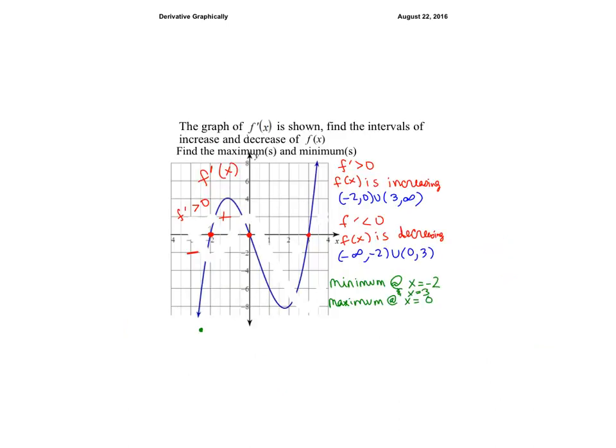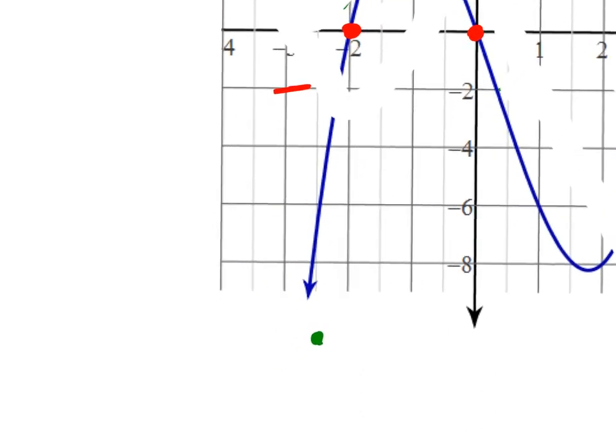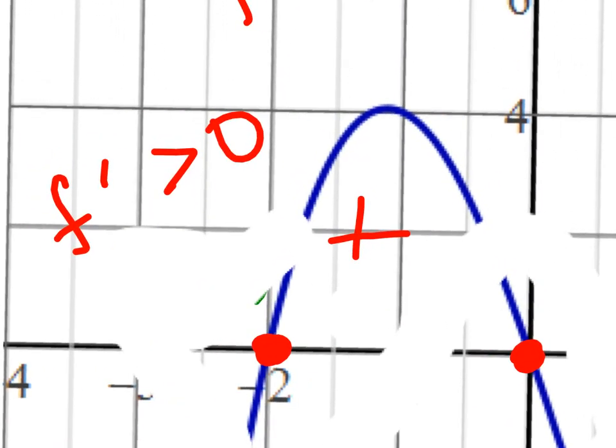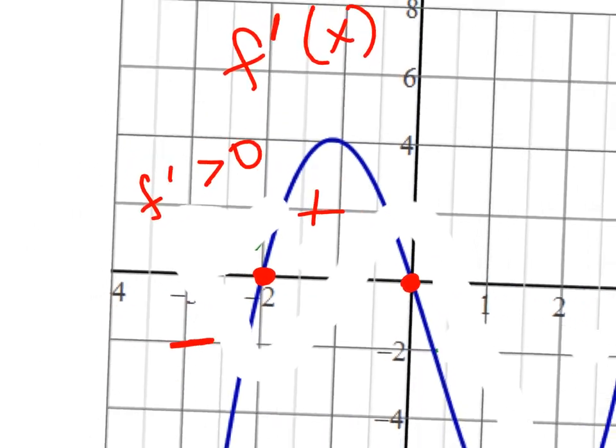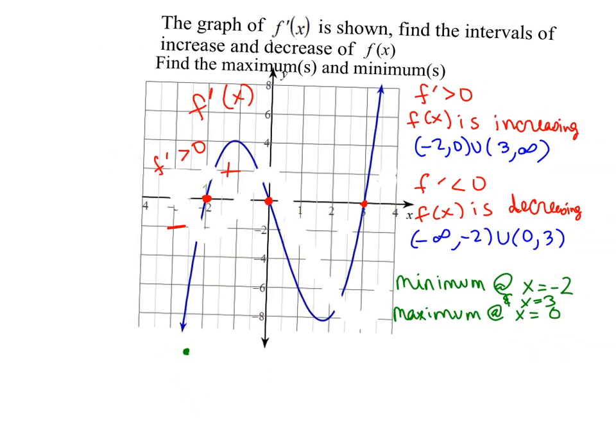Alright, here's another one. The derivative is given; find the intervals of increase and decrease, and find the maximums and minimums. So, let's discuss this. Over here, the derivative is negative, so between negative infinity and negative 2, that's negative. Then, when we look at this area, we are above the x-axis, which makes it positive. The whole point is, when you're above the x-axis, you're positive, and when you're below, that's negative. So, when is the derivative positive? It's positive at these regions, right here and right here.